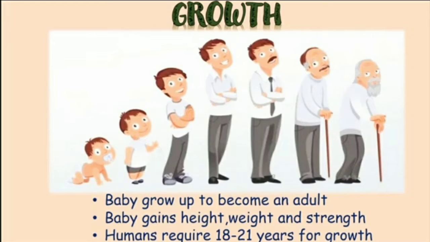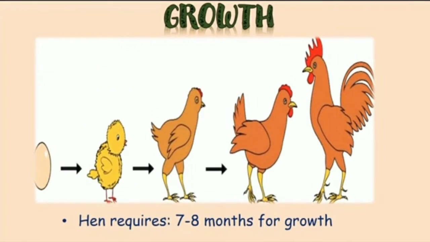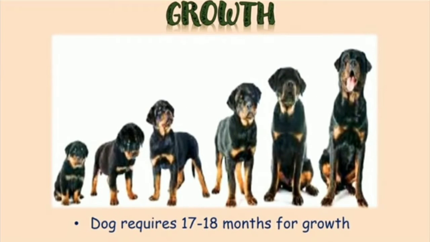In the same manner also, children, all animals grow into adults in a certain period. Generally, humans require 18 to 21 years for this complete growth. Understood? Now look here. Hen requires 7 to 8 months for growth. Okay? And a dog requires 17 to 18 months for growth. Have you all understood this, children? Good.